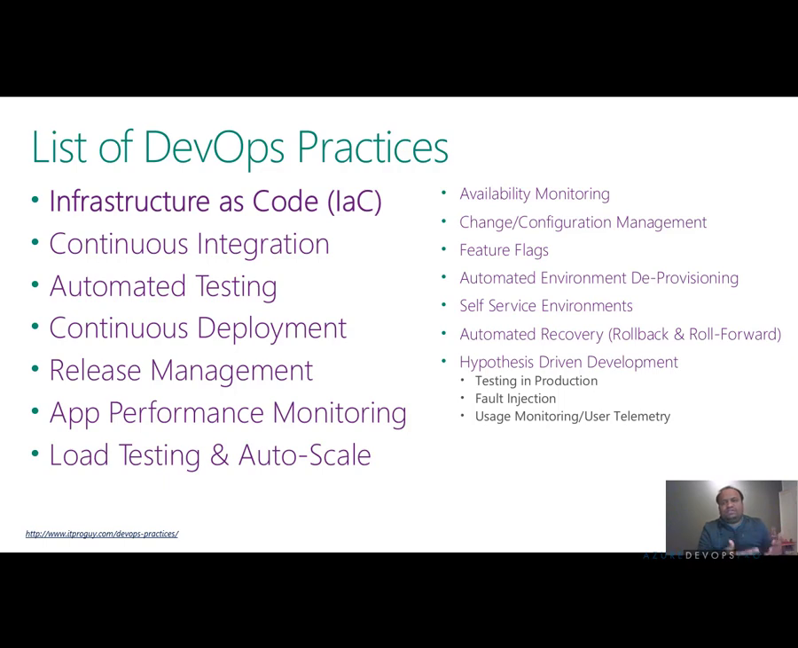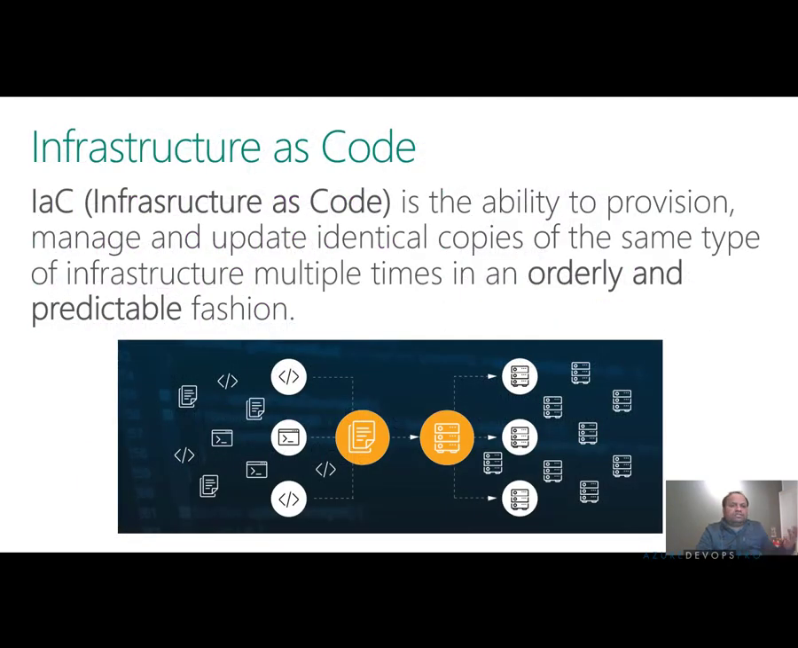So this is the first session where we are talking about different DevOps practices: continuous integration, automated testing, continuous deployment, release management, app performance monitoring, load testing and auto scale, availability monitoring, change configuration, feature flags. I have a different session where I go through all of these points one by one, and I would recommend you go to my YouTube channel and see the couple of sessions we had in the past discussing it. But for the time being, let's expand on infrastructure as code.